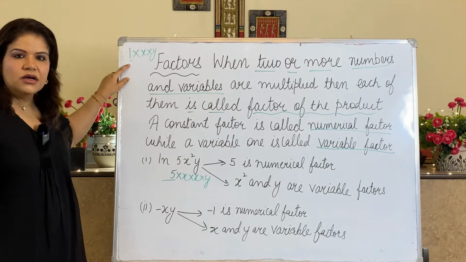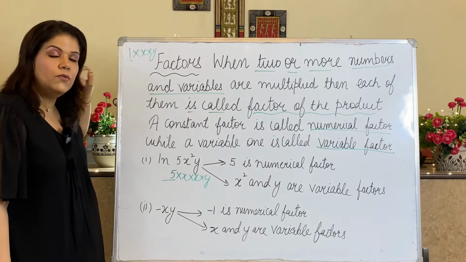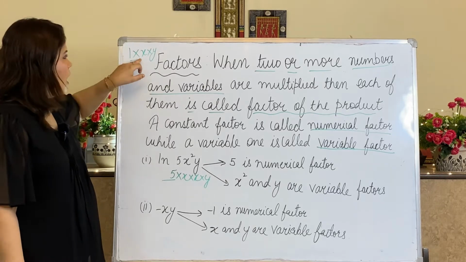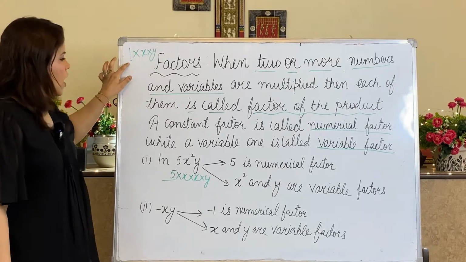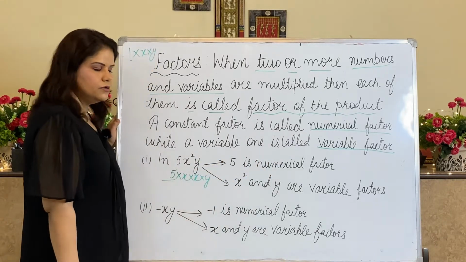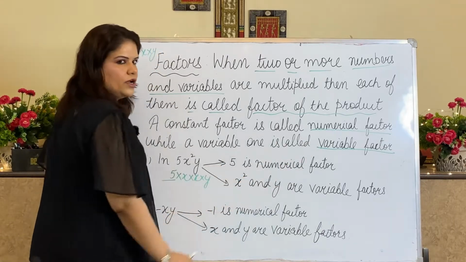1 is a constant number. Its value is fixed. We have given it a value 1. But x and y are going to vary. They are variables. So a constant factor is called a numerical factor, while a variable one is called a variable factor.